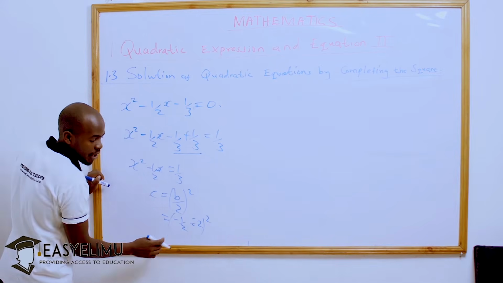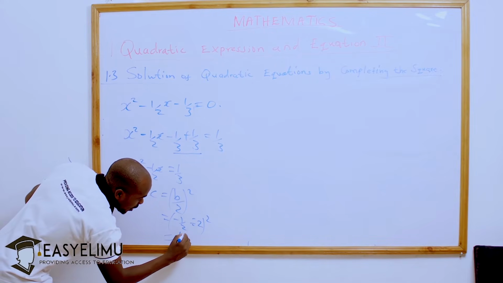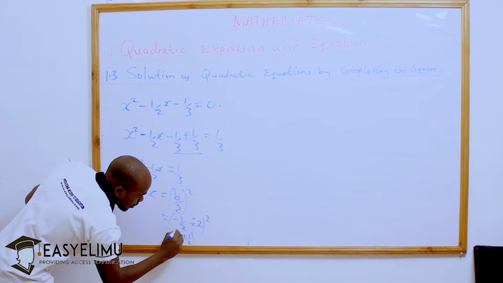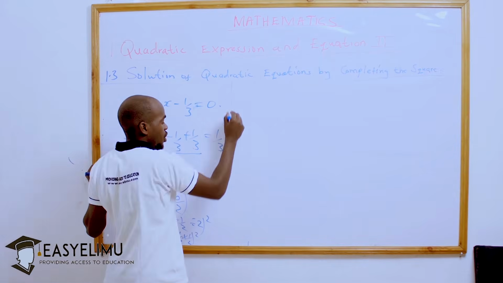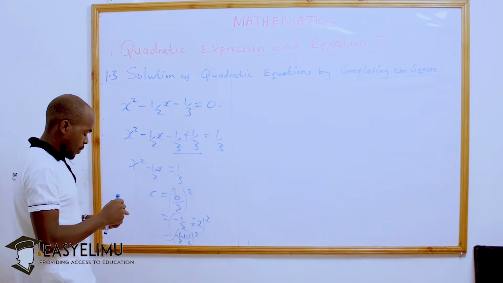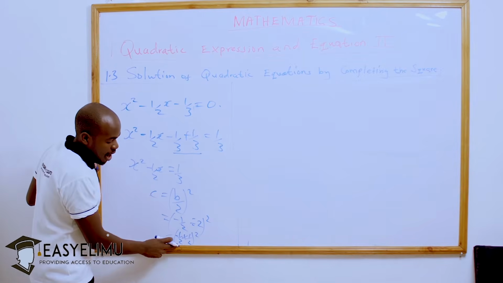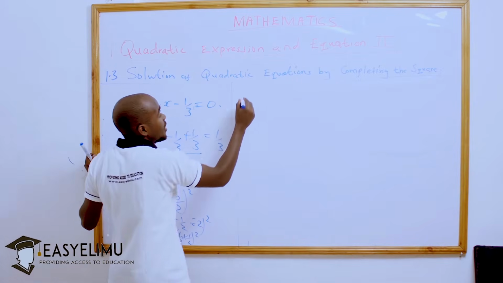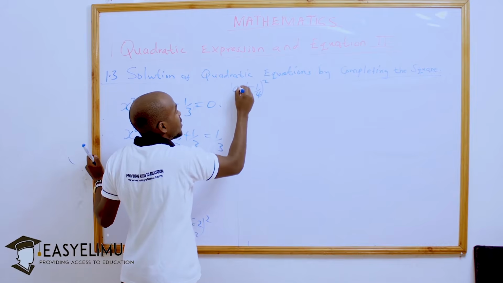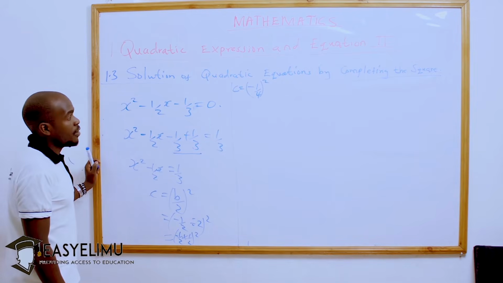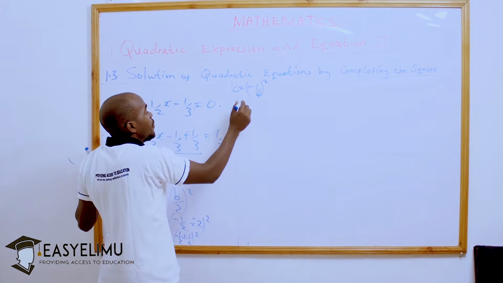And if you do this one, you remember, we said it's the same as negative a half multiplied by a half, and then we square. If you remember the way we used to do it in form 2, you will find that negative a half multiplied by a half is negative a quarter, and it is still squared, and that's the value of c.